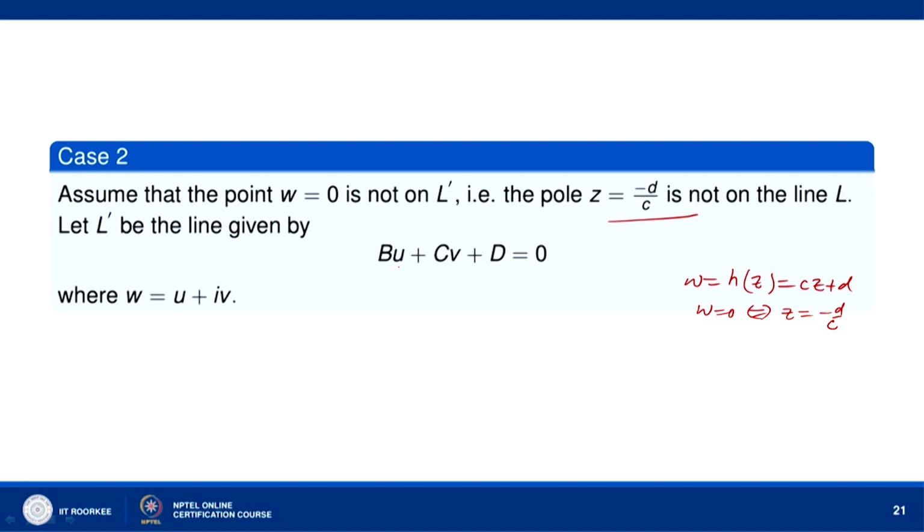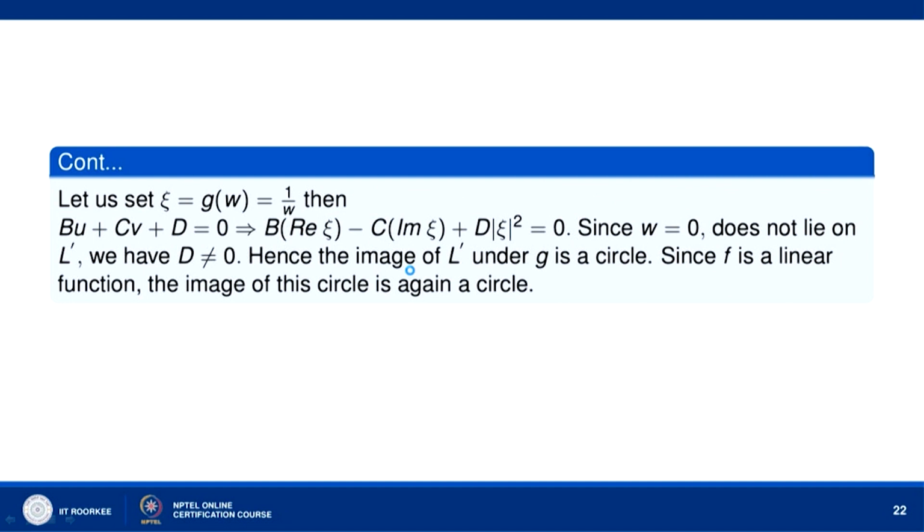Now, let L dash in the W plane be given by Bu plus Cv plus d equal to 0. This is the equation of the straight line L dash in the W plane. You can see here we have taken the constant d because this line does not pass through the origin. Okay. So, let us see what happens to this under the mapping g z equal to 1 by z. Let us set xi equal to g w equal to 1 by W. So, W equal to 1 by xi.